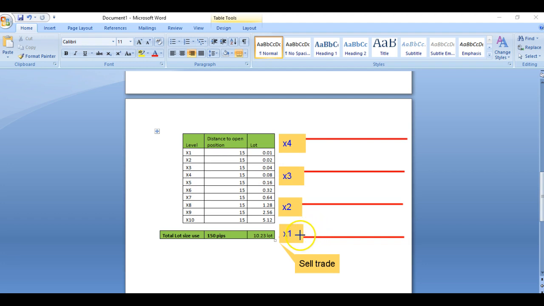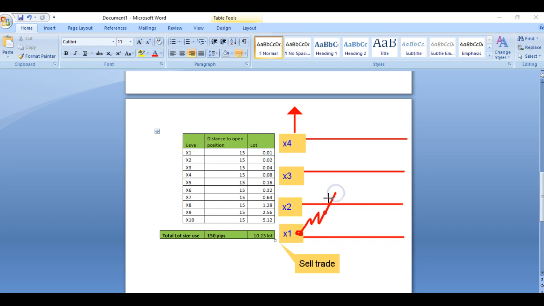So let's say this portion here, this one will go up until how many levels? It depends. If you set it to 10 levels, it will go up until 10 levels. So we will say that the starting position will be here. Let's say your trade is like this, and it's losing, because it's your sell trade, and the price is going up.